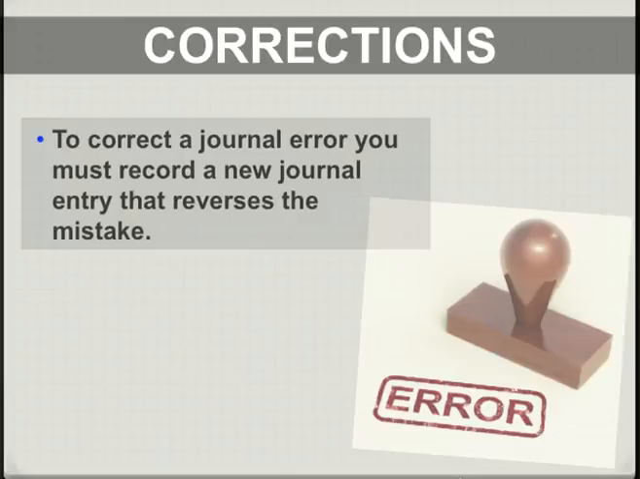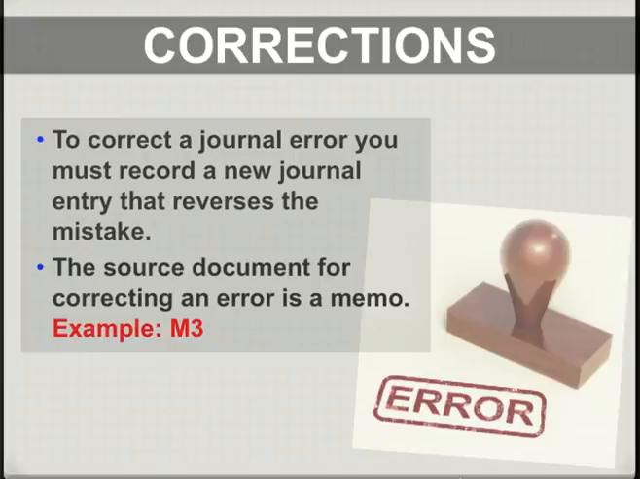Once the correcting entry has been journalized, it will need to be posted so that the change takes place in the accounts involved and the new account balances are accurate. The source document used for correcting an entry is a memorandum. The abbreviation used for a memorandum in the post-reference column of a journal is a capital M followed by the number of the memorandum, for example, M3.